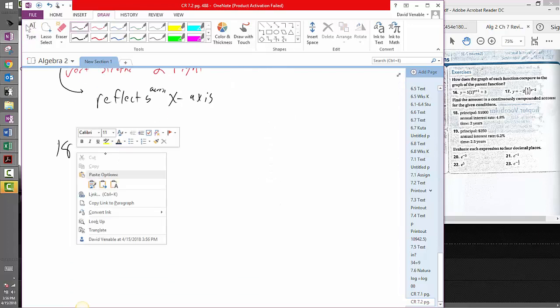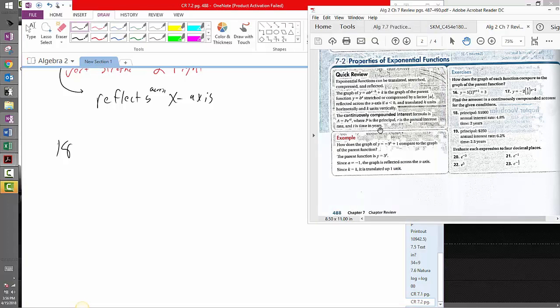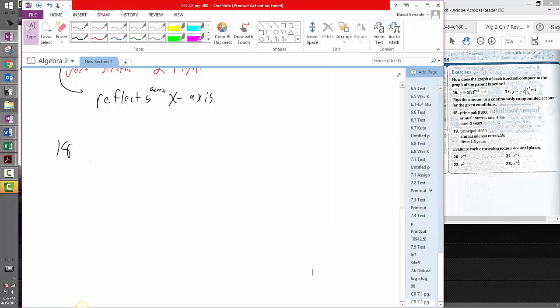All right, find the amount in a continuously compounded account for the given conditions. Now, if you want to review this stuff, when we're doing continuously compounded interest, we use e. All right, we don't just use that 1 plus percentage r stuff. So when we're doing it continuously, here's what it's not. If it was compounded only once a year, here's what it would be. You'd have 1,000 times 1.048 raised to the x. But I'm not going to do that here because now I'm compounding it continuously.